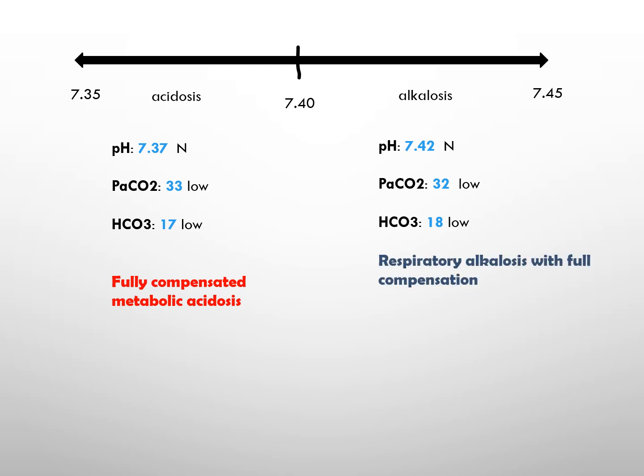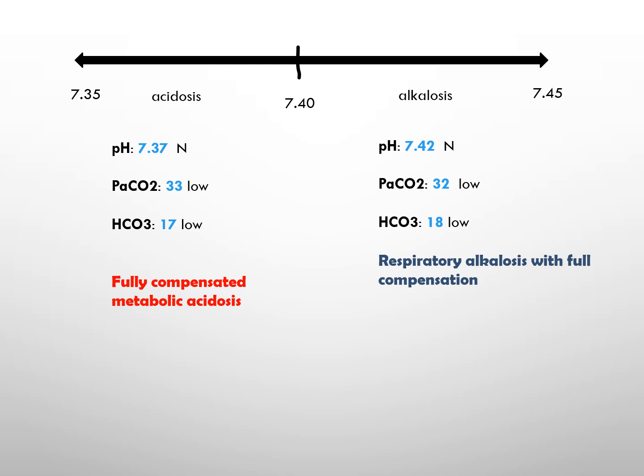The next example shows pH 7.42, which is normal. Carbon dioxide is 32 and it is low, and bicarbonate is 18 and it is also low. And this is respiratory alkalosis with full compensation.